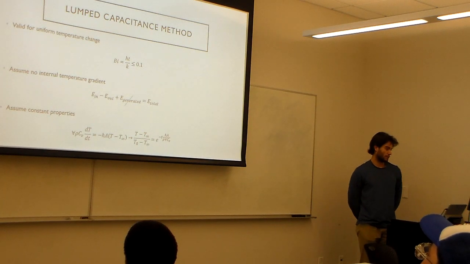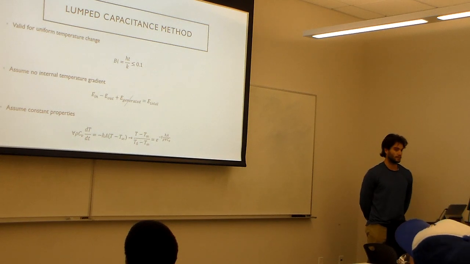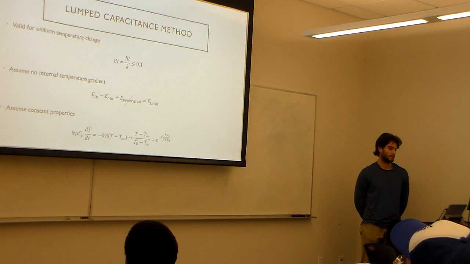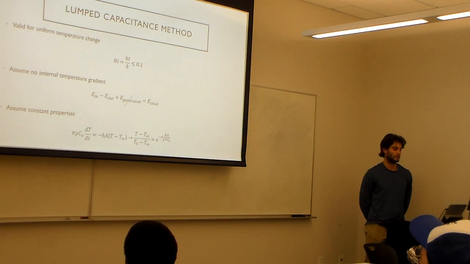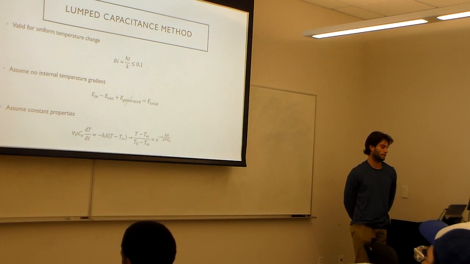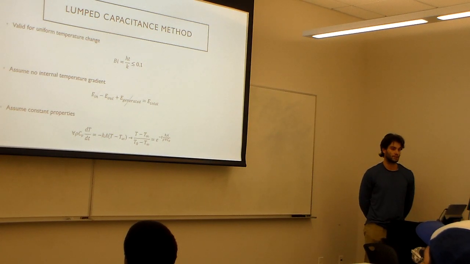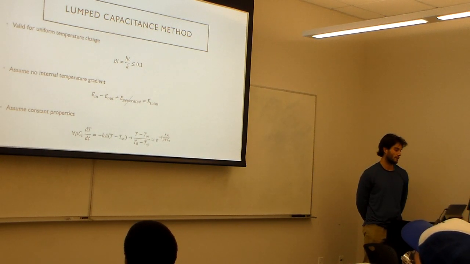So there are some assumptions we need to make to be able to use the lump capacitance method. The first is that it's valid for uniform temperature changes, and this can be seen mathematically by considering the Biot number, which is the ratio of convective heat transfer to conductive heat transfer, being less than or equal to 0.1. We also need to assume there's no internal temperature gradient, which means there's no energy inside of the system or being generated within the system.